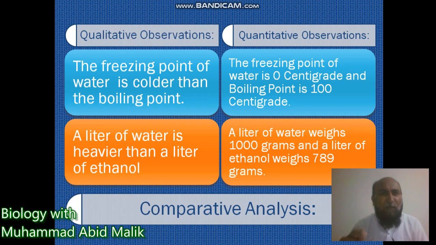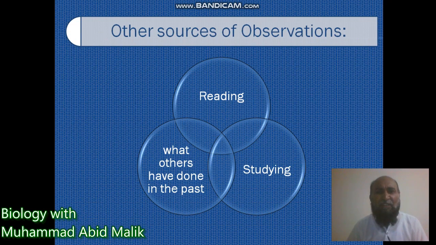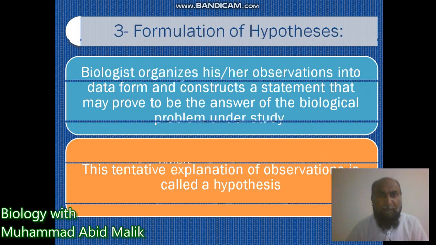Second point: in qualitative observation, a liter of water is heavier than a liter of ethanol. On the quantitative observation basis, a liter of water weighs 1000 grams and a liter of ethanol weighs 789 grams. That is the comparative analysis between qualitative and quantitative observations. Other sources of observation are also there, such as reading some other person's work, studying what others have done in the past. These are the other sources of observations.